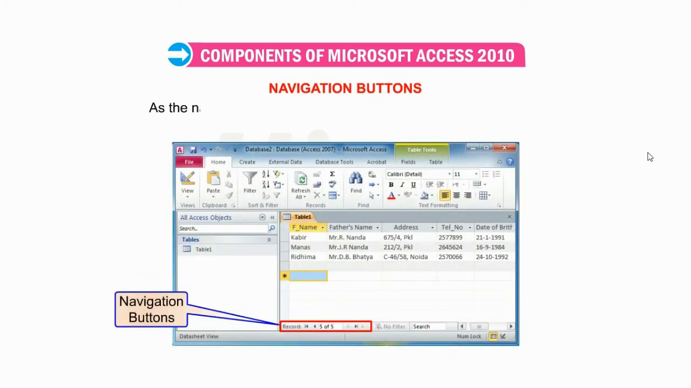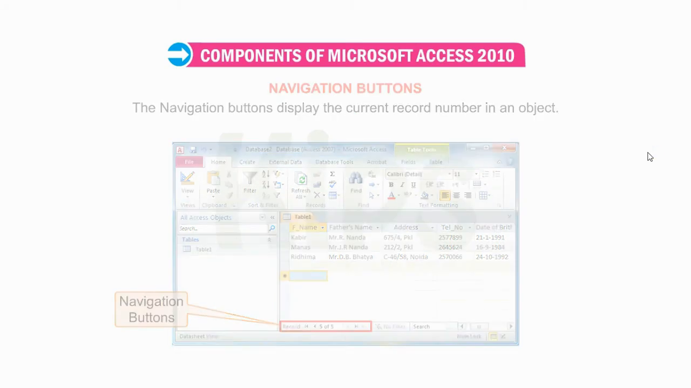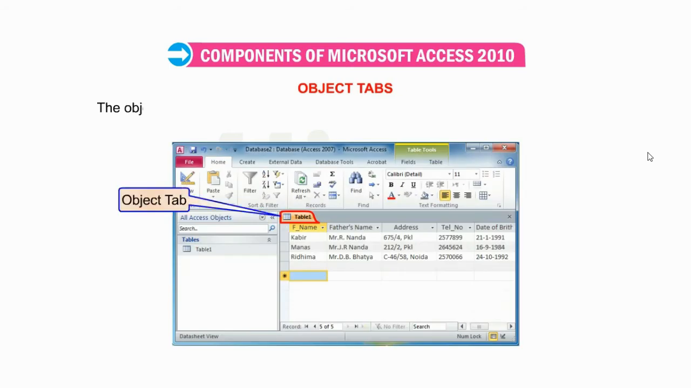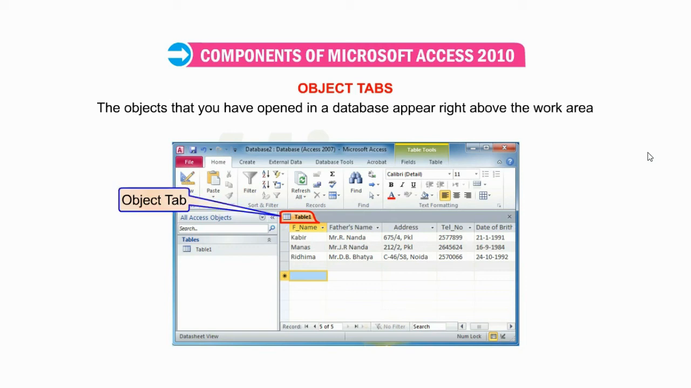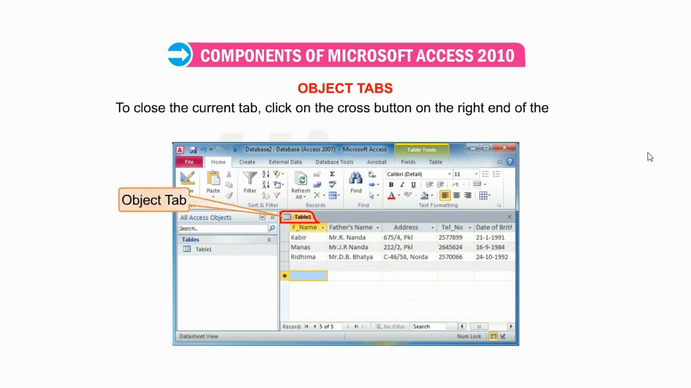Navigation buttons. As the name suggests, they help us to navigate through the records. The navigation button displays the current record number in an object. Object tab. The objects that you have opened in a database appear right above the work area. Clicking on any tab displays the contents in the work area. To close the current tab, click on the cross button on the right end of the bar.